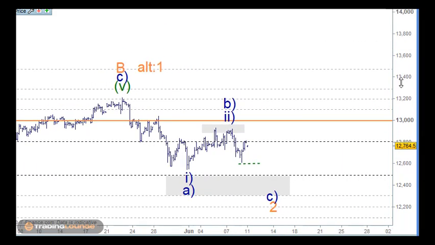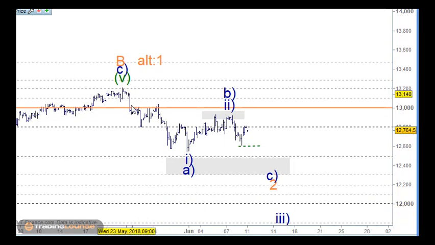What we do know is that this move down is in 5 waves. So we can call it wave 1 for the bearish count, or for the bullish count we'll call it wave A. We were looking for a retracement back to the 50-60% level, or the 13,000, which we have at the moment. However, what we are concerned about is that this correction is not actually over at this stage.